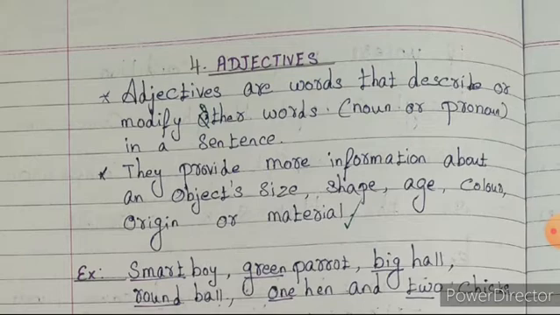A round ball. What is the shape of the ball? It is round in shape. How many hens are there? One hen and two chicks. There are numbers also, the countable. It describes the noun. So adjective means it describes the noun or modifies the noun, and it gives additional information about the object's size, shape, age, color, origin or material.